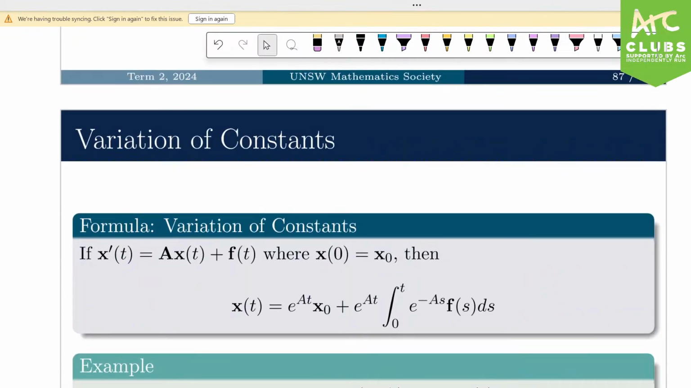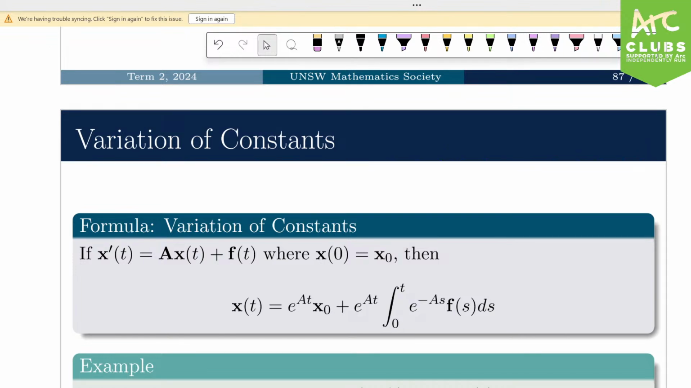Now here's a bit of a tragic formula. It's a lot. But this is unfortunately one that you just have to remember. It's called variation of constants. So you should be familiar with this. This was on every single practice exam for test 2, and this was on the actual test 2 as well.